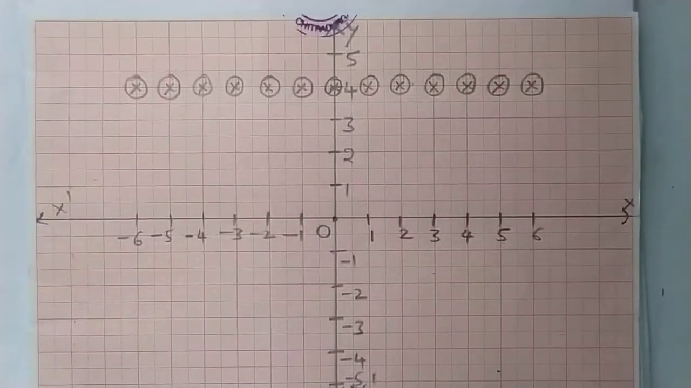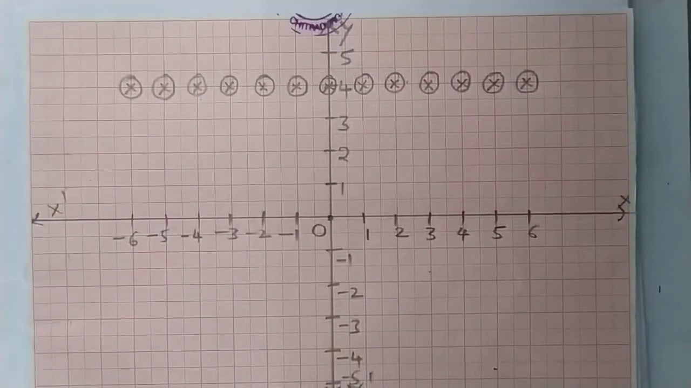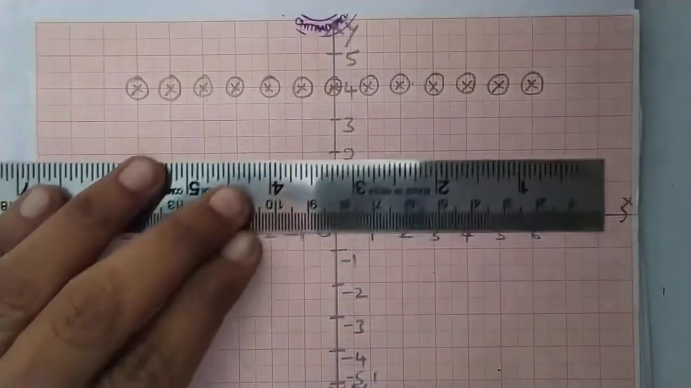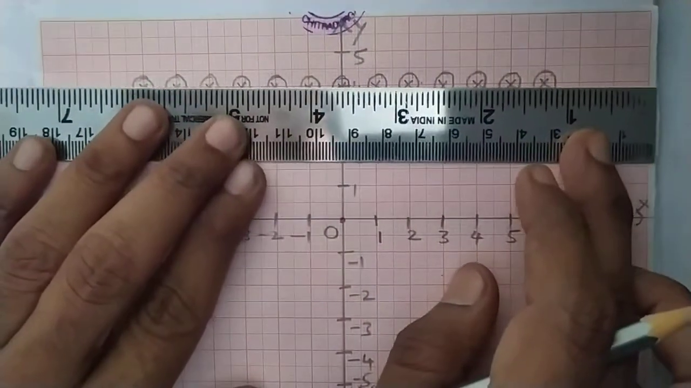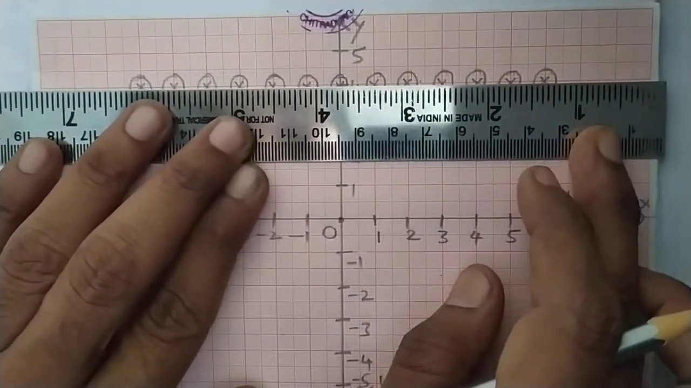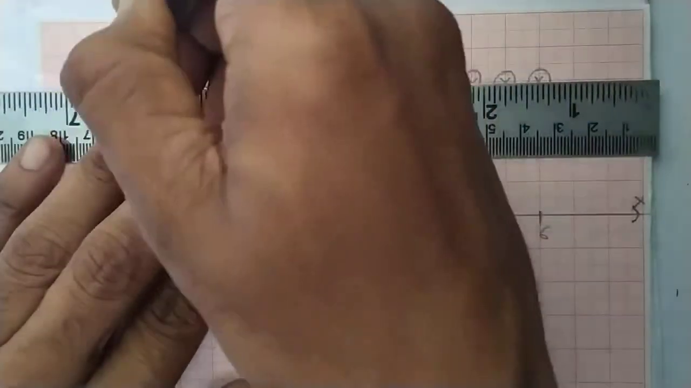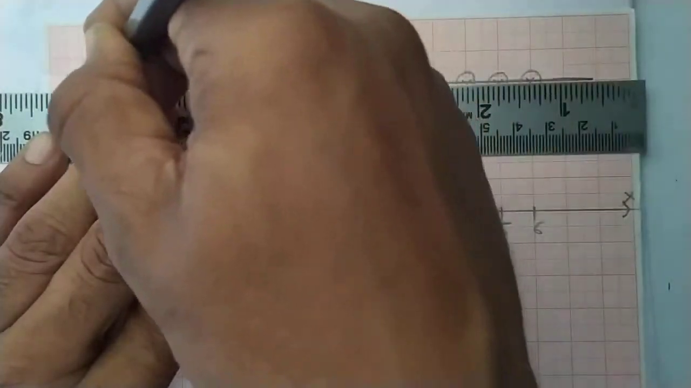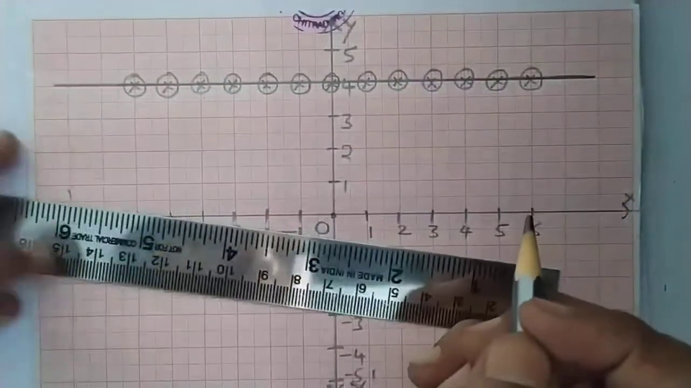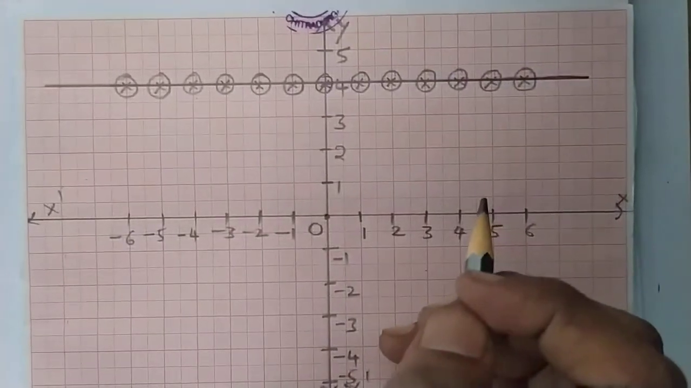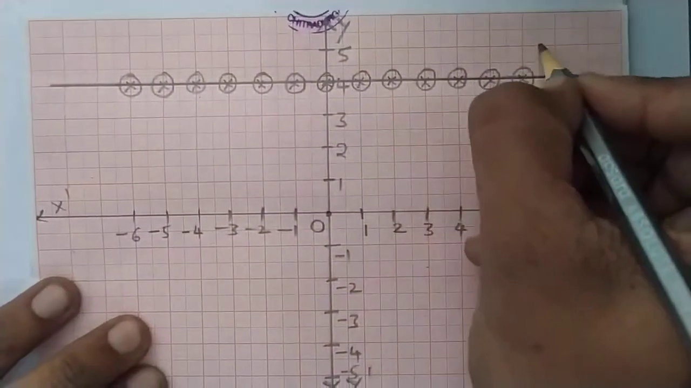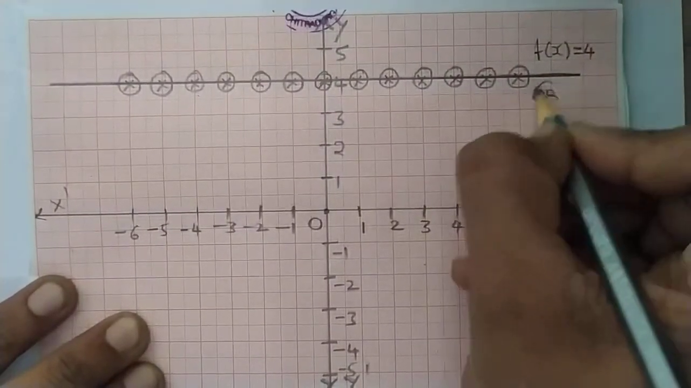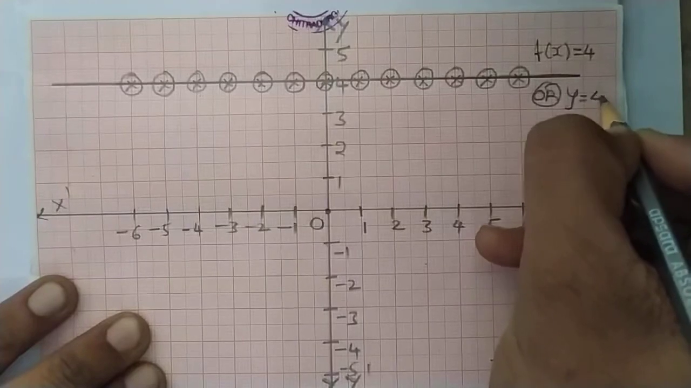I am writing the values on the graph. Just join the points. Finally, we will get a constant function. That function is f of x equals 4. Just join these points. Finally, we get f of x equals 4. Hence, it is the graph for the function f of x equals 4, which can also be written as y equals 4.